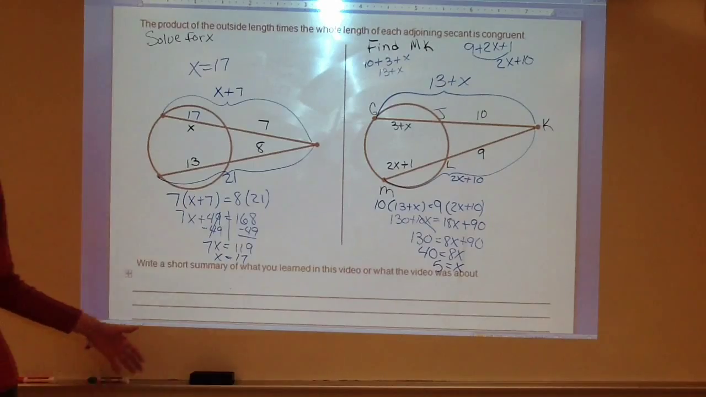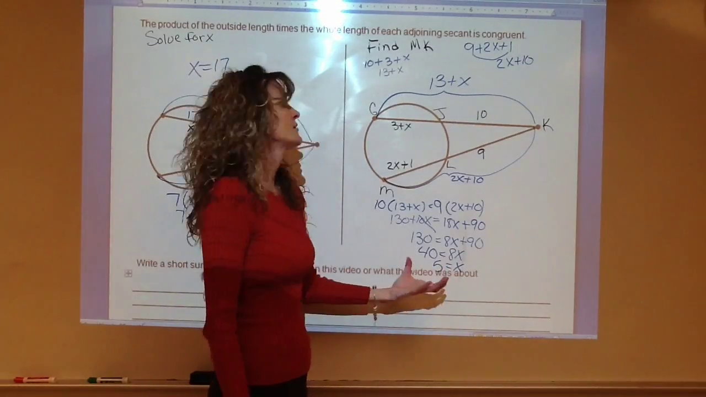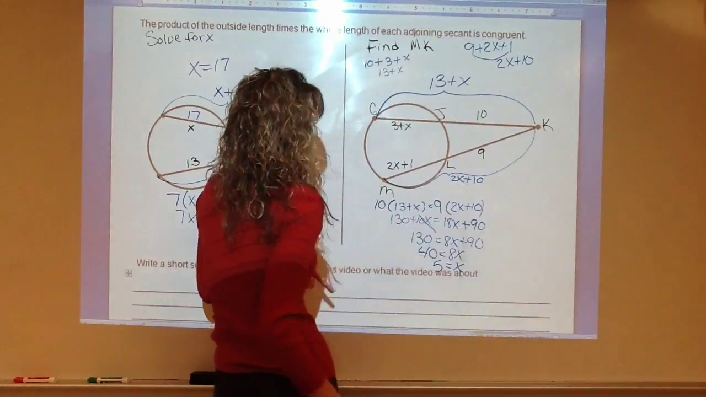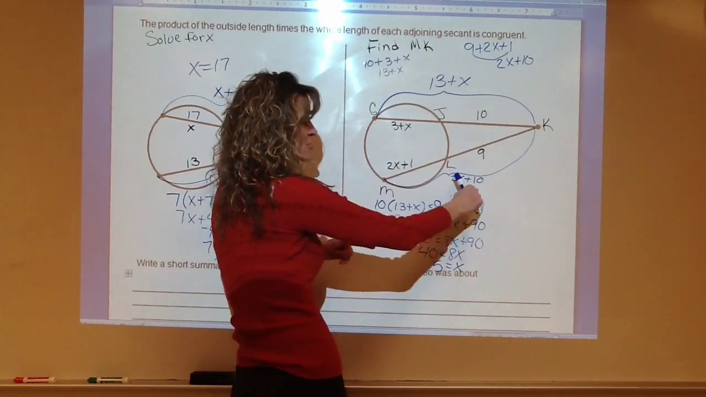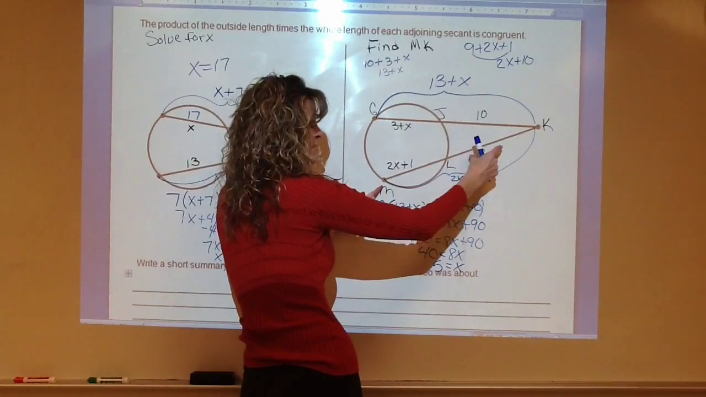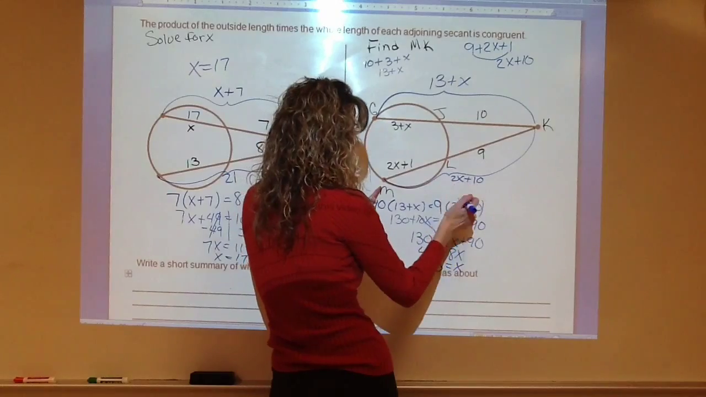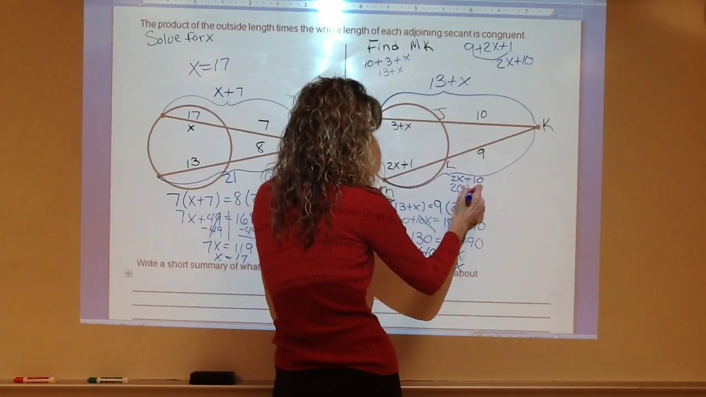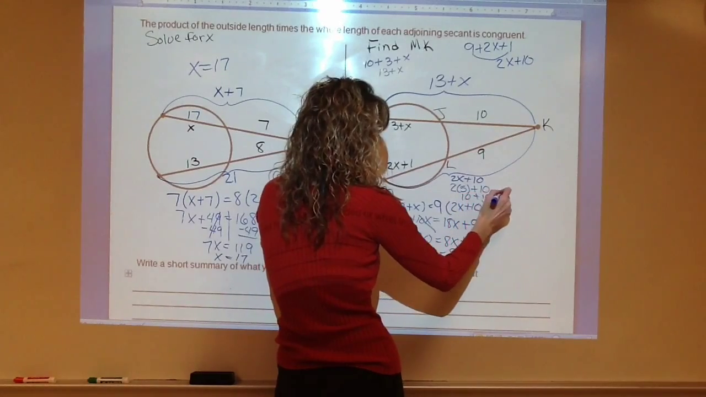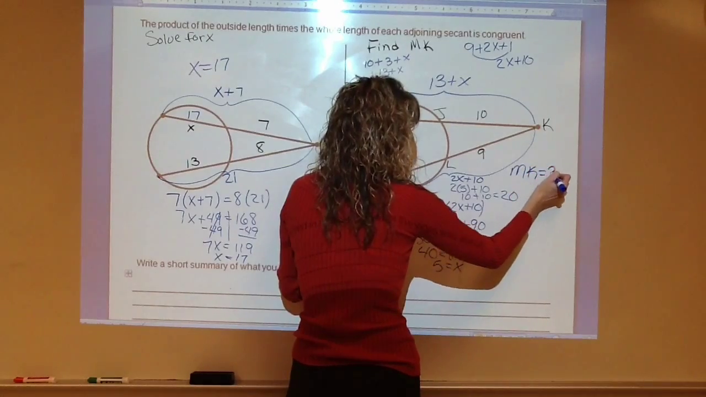We're not done. We did all this work, a lot of work, and that's not the final answer. Because the question is asking about from M to K. Well, from M to K, that distance is 2x plus 10. All the way from M to K was 2x plus 10 because that was 9 plus 2x plus 1. So I'm going to substitute 5 in place of x. So 2 times 5 plus 10. Well, 2 times 5 is 10 plus 10 is 20. So MK equals 20.